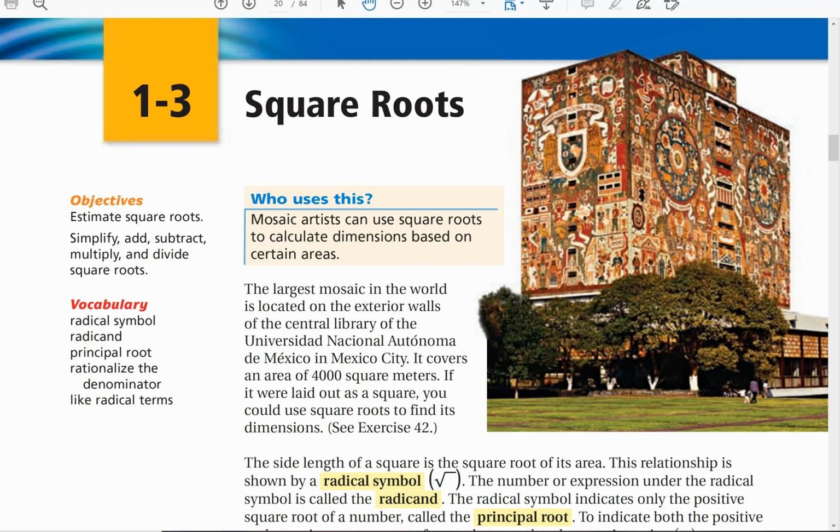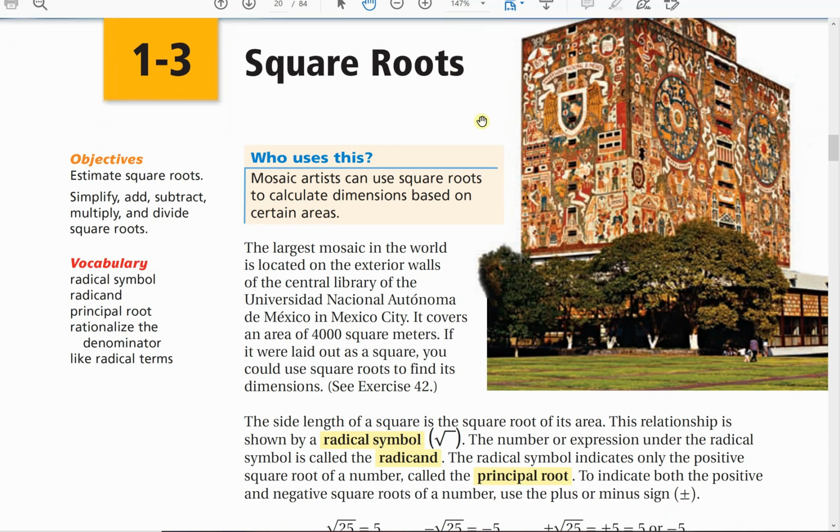This time we're talking lesson 1-3, square roots. Square roots are, again, something you probably should have learned back in algebra. You definitely dealt with them in geometry with things like Pythagorean theorem and special triangles, stuff like that. What is a square root?